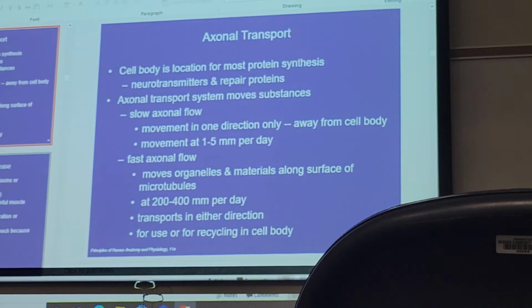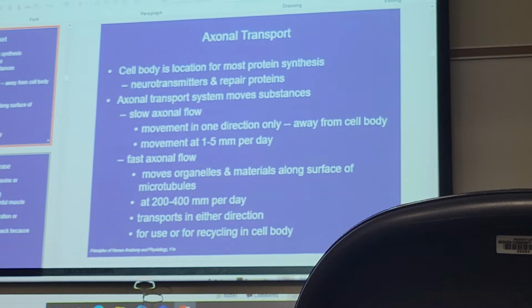One of the things that we do see on the axon is what's called slow axonal flow and fast axonal flow. What this basically means is you have these tubes going down the axon. Slow axonal flow will be very slow in comparison to the fast. In reality, slow is one directional, down towards the end from the cell body. Fast is going back and forth. Slow will only go, as it says, 1 to 5 millimeters per day.